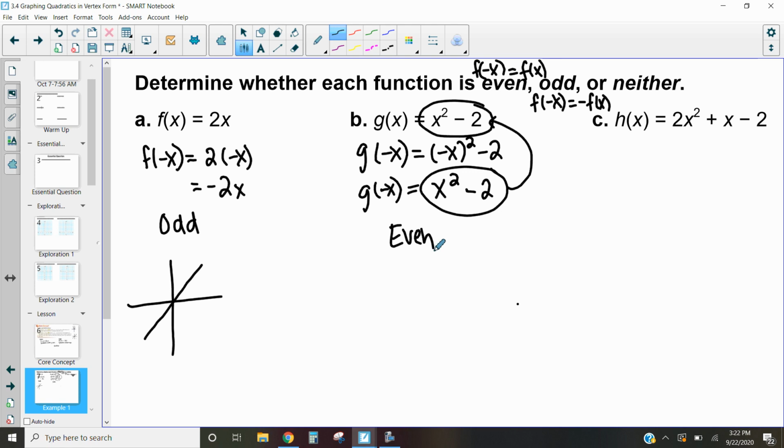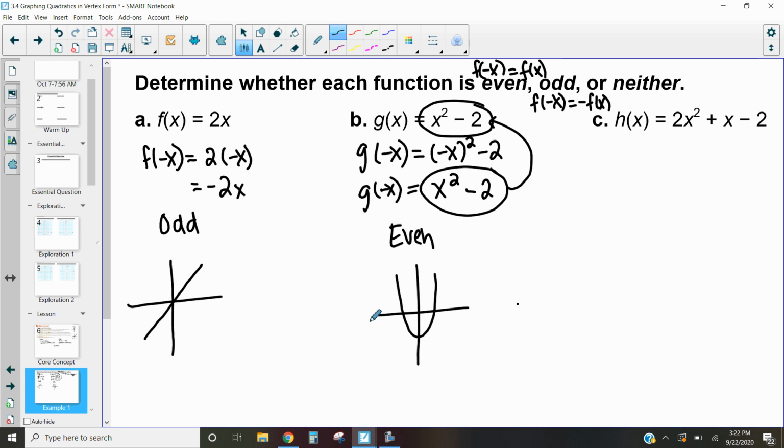And we can tell because it just means that it's reflected across that y-axis. And when we graph one that looks like this, it is actually going to look like this, a parabola. And this parabola here does reflect right across that axis. Now, let's look at this last one.